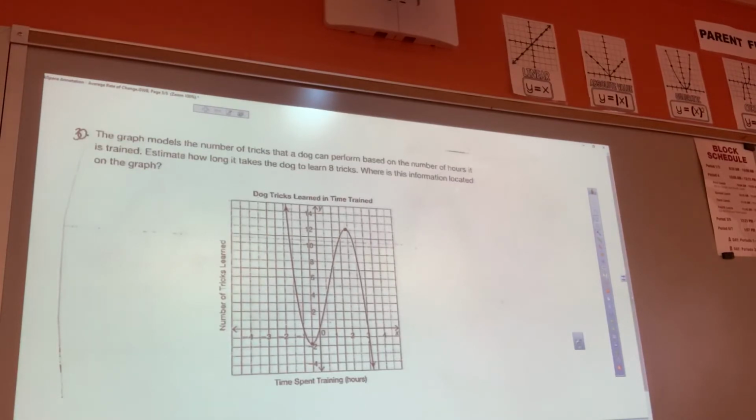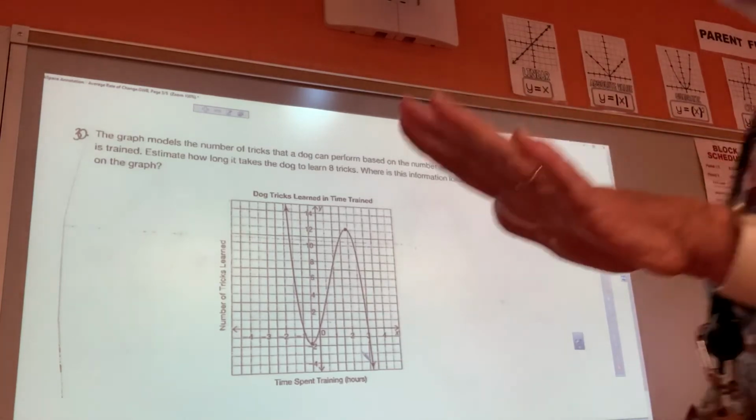Then you're going to see several problems like this. Some more intricate, some very simple. Here's a graph. It looks like a cubic graph. It models the number of tricks that a dog can perform based on the number of hours it is trained. Estimate how long it takes the dog to learn 8 tricks. Where is this information located in the graph?